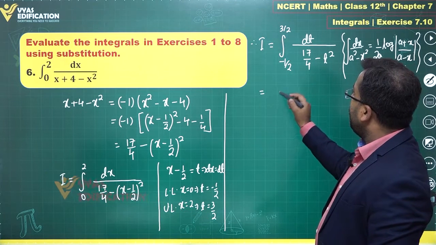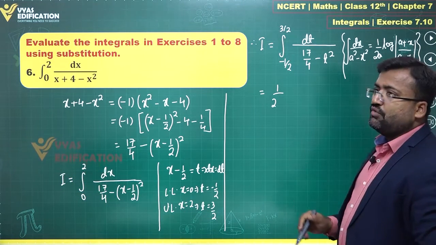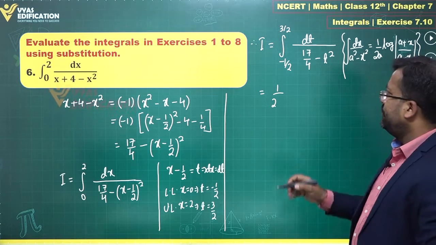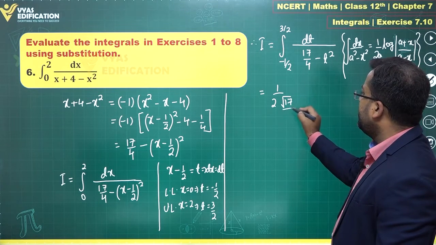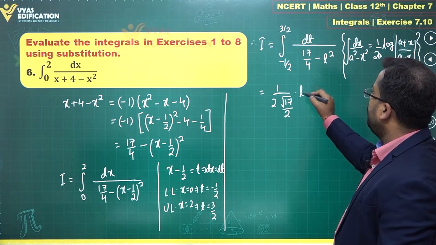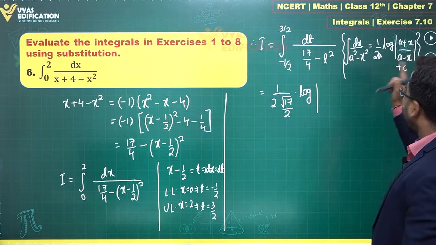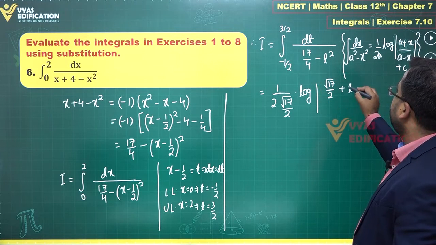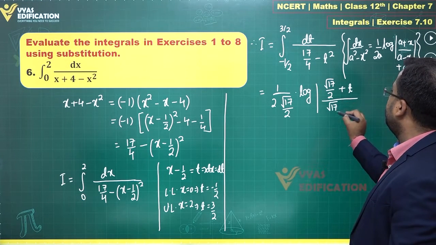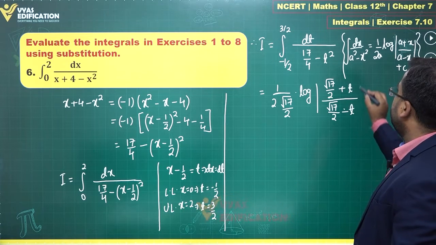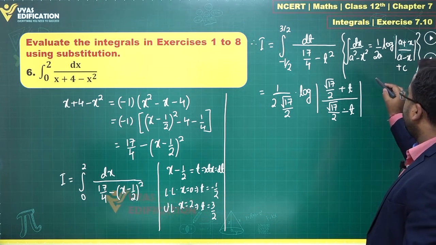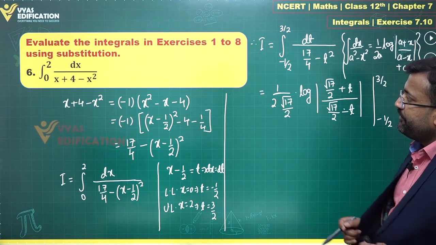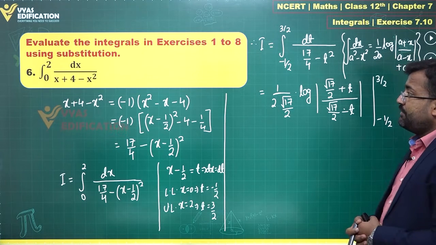This becomes 1 upon 2a. A is root of 17 upon 4, that becomes root 17 upon 2. So let me write 1 upon root 17 times log modulus of a plus t, which is root 17 by 2 plus t, upon root 17 by 2 minus t, like this. Integration limits will be minus 1 by 2 to 3 by 2. This is what we'll see. Is that okay? Yes, that looks okay up till now.